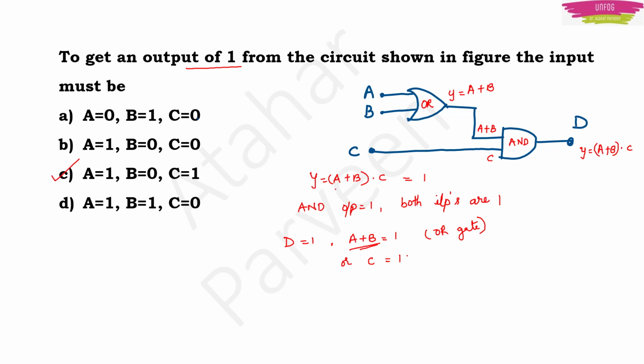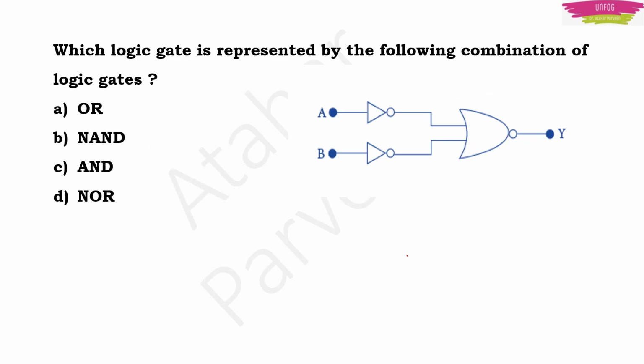Let us see the next question. Which logic gate is represented by the following combination of logic gates? They have given you 4 options. See the circuit. Here A is given in the input for one NOT gate. So your output will be A complement. Here B is given in the input for another NOT gate. So B complement will be the output.